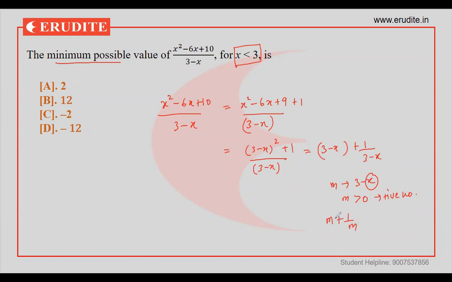And there is a property, guys, that if m is greater than 0, then the minimum value of m plus 1 by m is 2. So my correct answer is option number A.